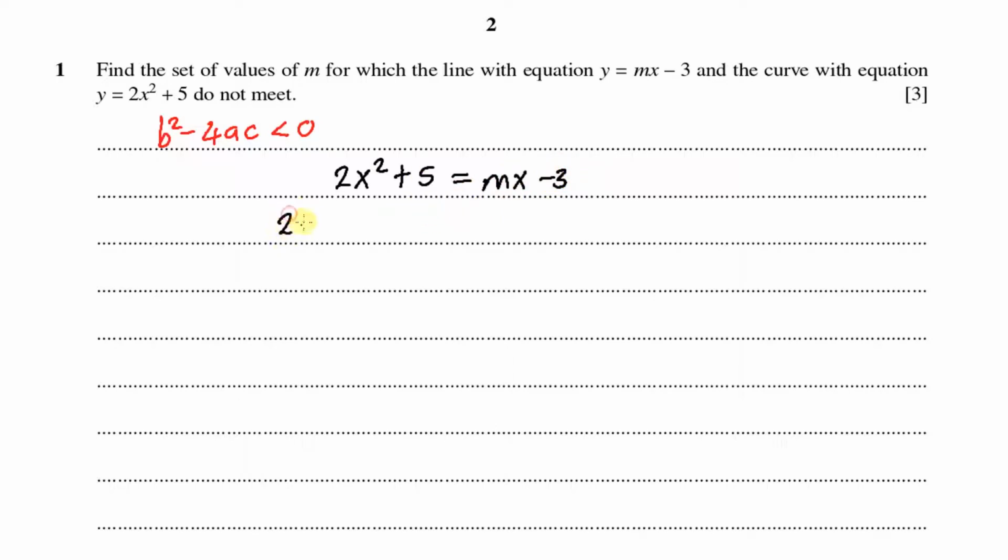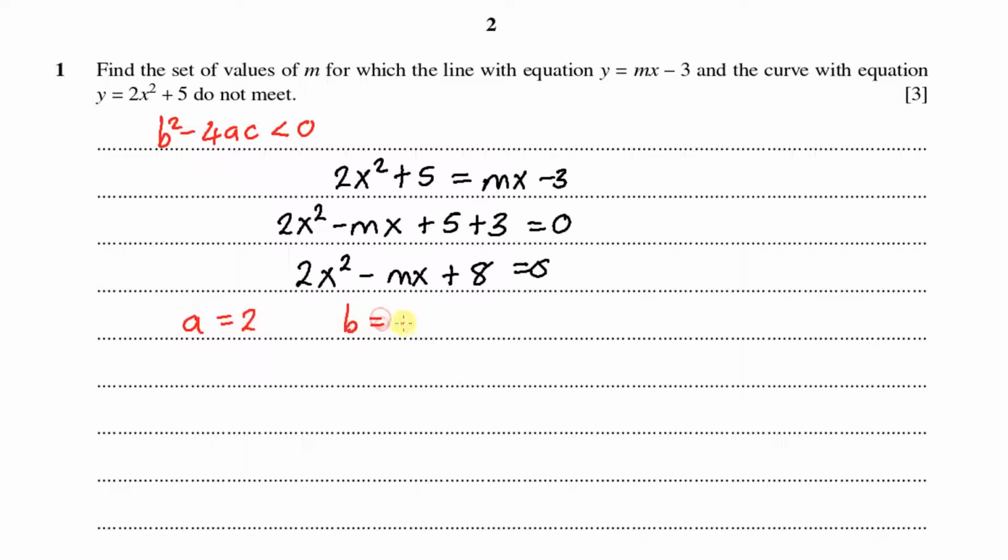So right here, I'll write 2x squared, and I'll subtract mx from both sides, so that's minus mx. And we already have a 5 here. And I'll add 3 to both sides, and that will be plus 3. So it's all equal to 0. So this means that we have 2x squared minus mx plus 8 is equal to 0. Now for the discriminant, we're saying a is equal to 2, b is equal to minus m, and c, which is the constant, is equal to 8.